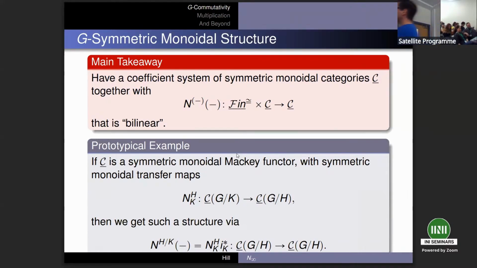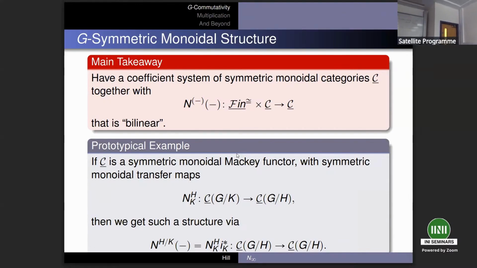Anyway. So I have a coefficient system of symmetric monoidal categories. Think of it as a functor from the orbit category op, but now into something like symmetric monoidal categories. And there's a prototype for that I want to keep in mind always as my main example, and that's the coefficient system of finite H-sets. So this takes the orbit G mod H to finite H-sets. And it's supposed to be a coefficient system.